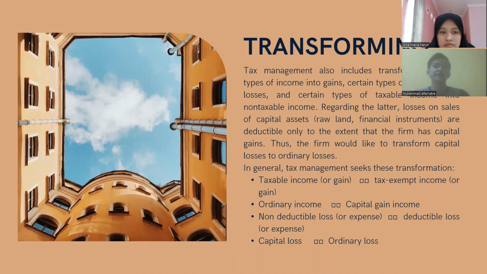The next topic is transforming. Tax management also includes transforming certain types of income into gains, certain types of expenses into losses, and certain types of taxable income into non-taxable income. Regarding the latter, losses on sales of capital assets such as raw land or financial instruments are deductible only to the extent that the firm has capital gains. Thus, the firm would like to transform the capital losses into ordinary losses.